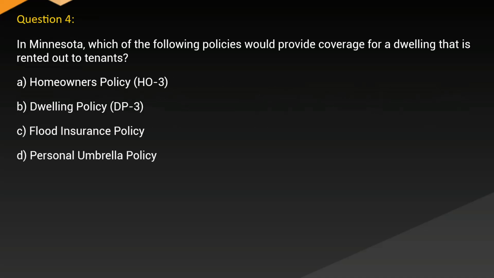Question 4. In Minnesota, which of the following policies would provide coverage for a dwelling that is rented out to tenants? A. Homeowners policy HO-3. B. Dwelling policy DP-3. C. Flood insurance policy. D. Personal umbrella policy.